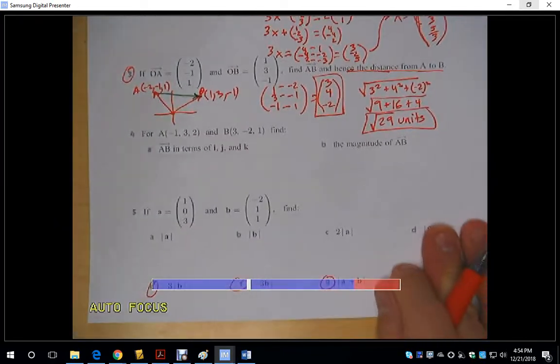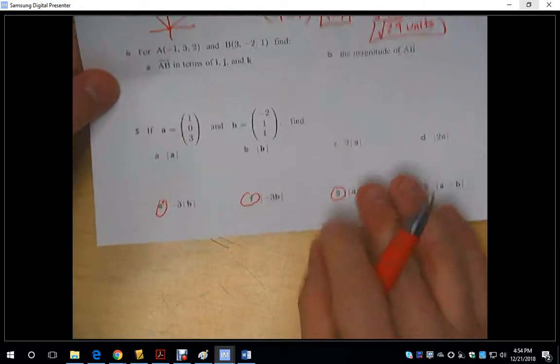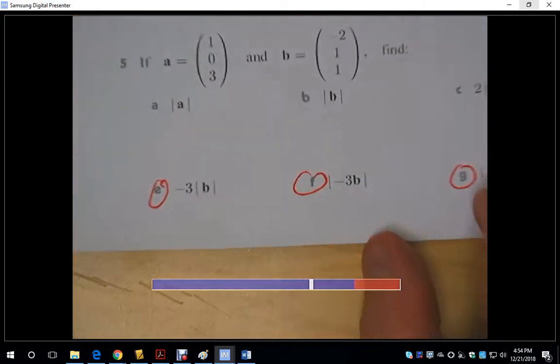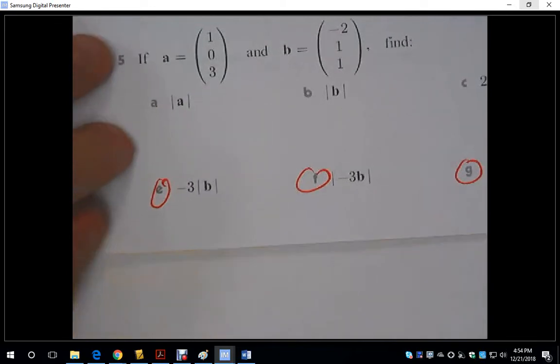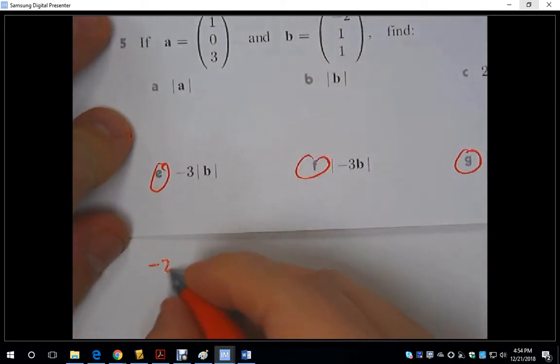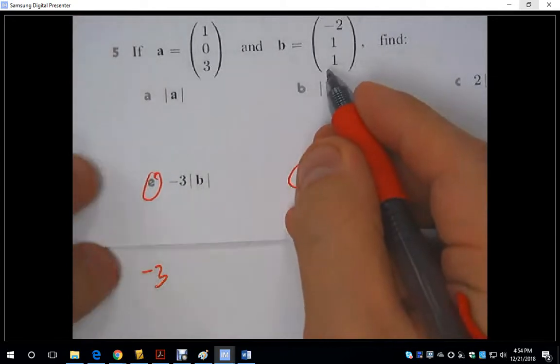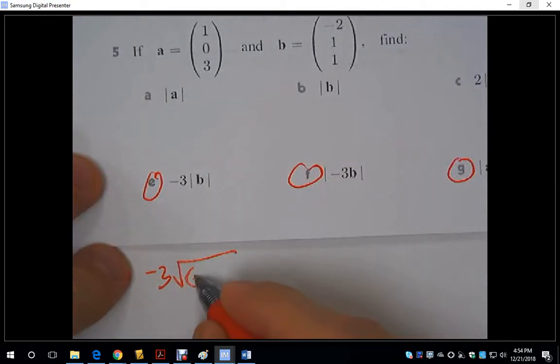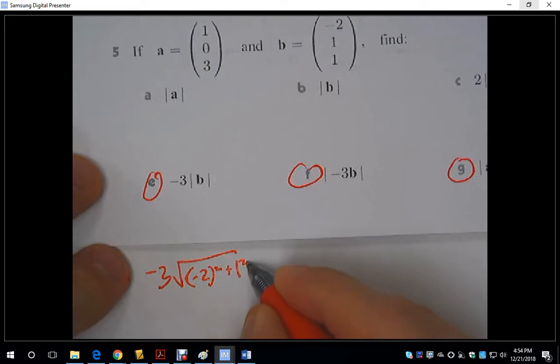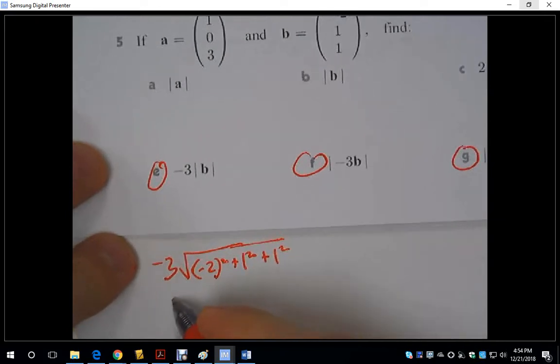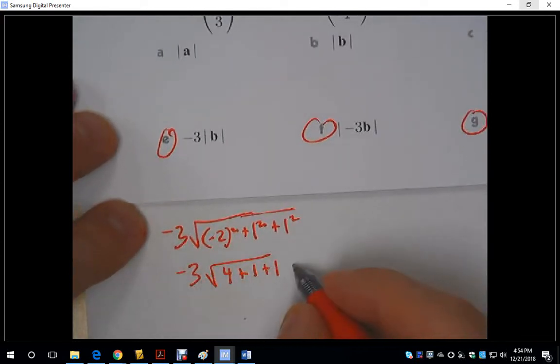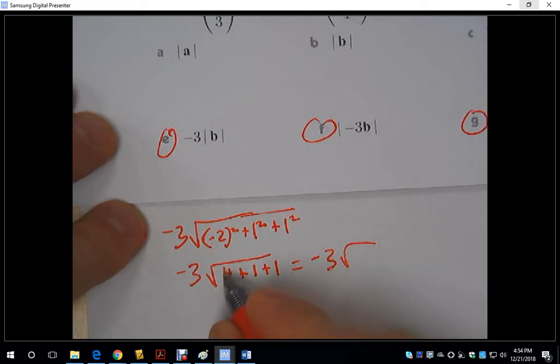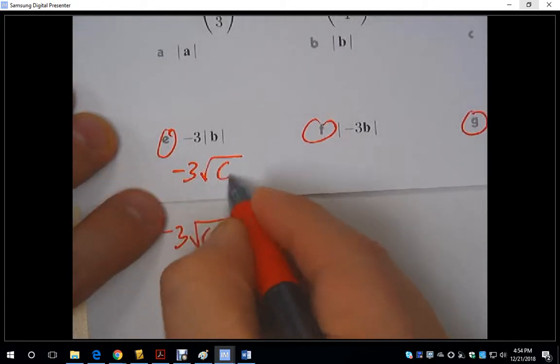Moving on, we do have a lot of problems to go through, so I'm going to skip 4. Let's look at 5. So I have negative 3 times the magnitude of vector b. Well, the magnitude of vector b is the square root of negative 2 squared plus 1 squared plus 1 squared, which is negative 3 times the square root of 4 plus 1 plus 1. We add those up, I get negative 3 times the square root of 6.